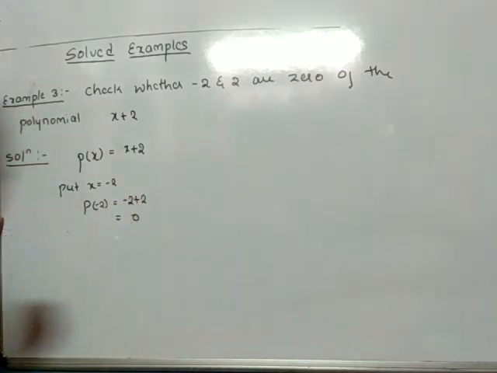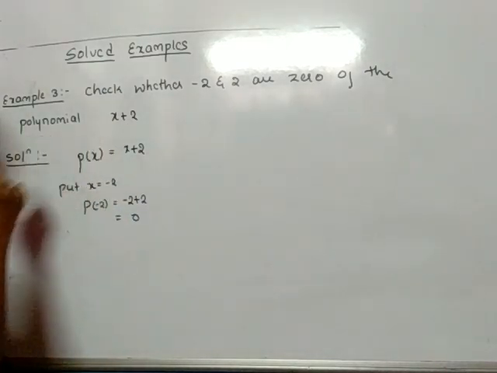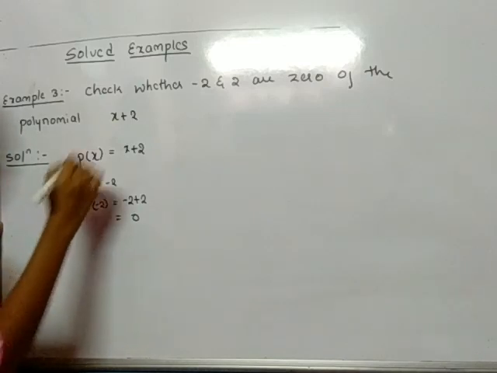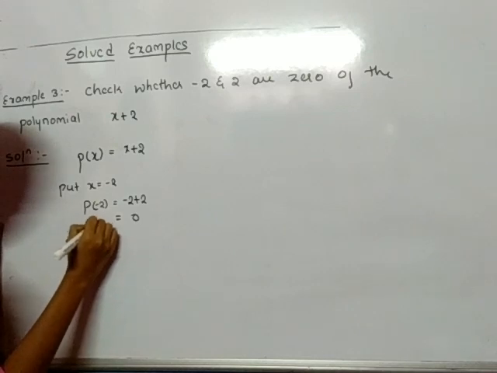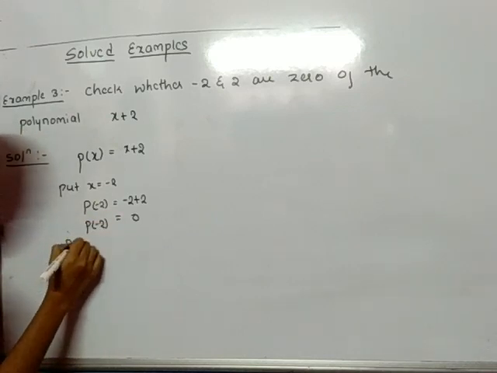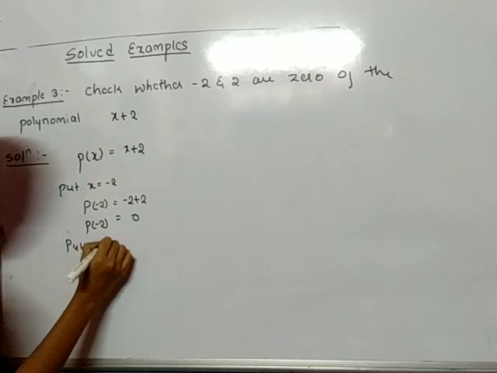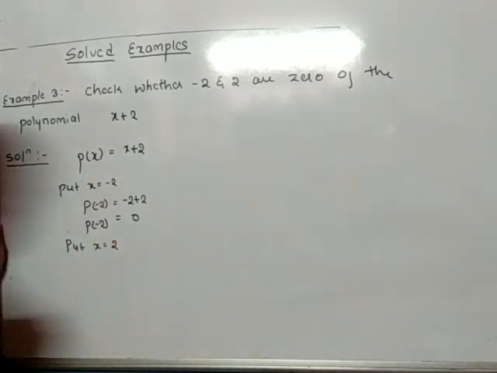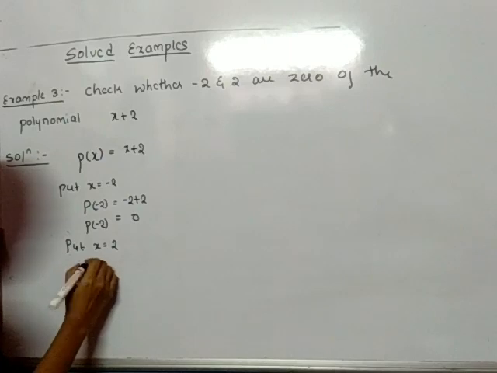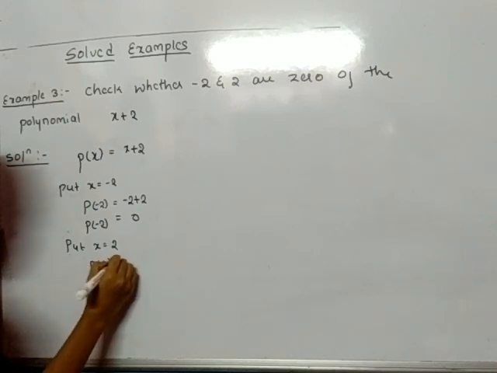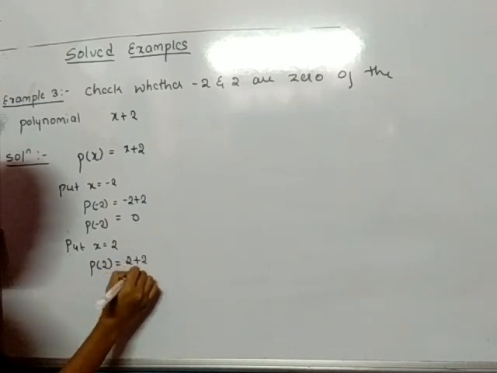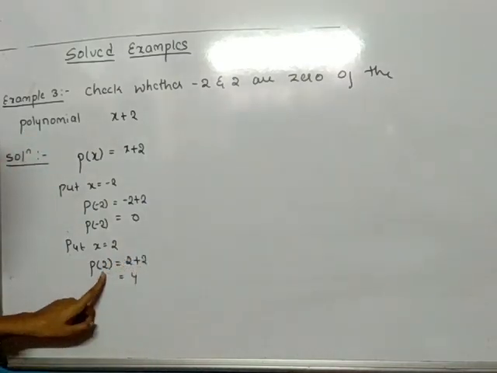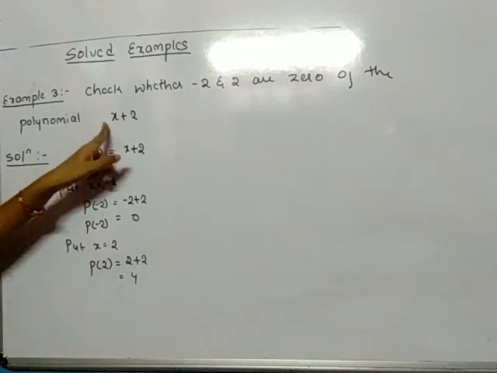We got the answer as 0 here, right? So we can say that -2 is a zero of the polynomial. And we'll check for the second one also. Next, put x equals positive 2. So we'll write here p of 2 is equal to 2 plus 2. We are getting 4 here, right? So 2 is not a zero of the polynomial x plus 2.